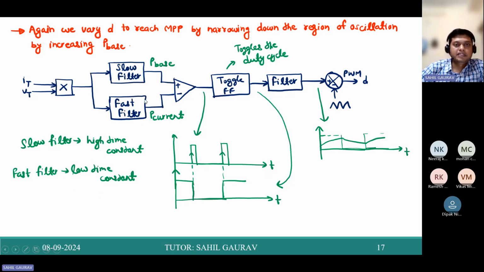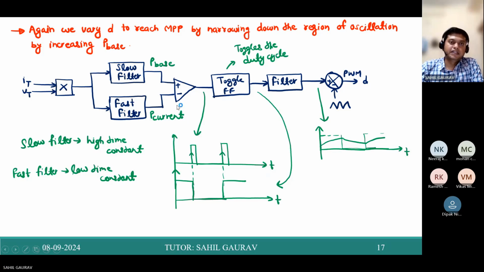So the fast filter is measuring the current value of power, and the slow filter gives the output P base. Both will vary automatically, but P base varies less and P current varies much more, because it is moving with this current, the output of this PV curve, and it is passing through the op-amp.